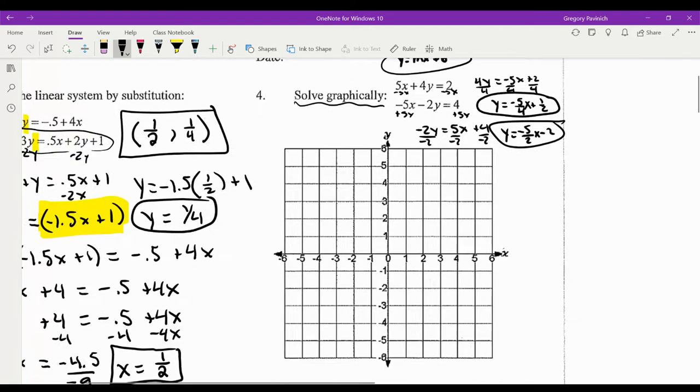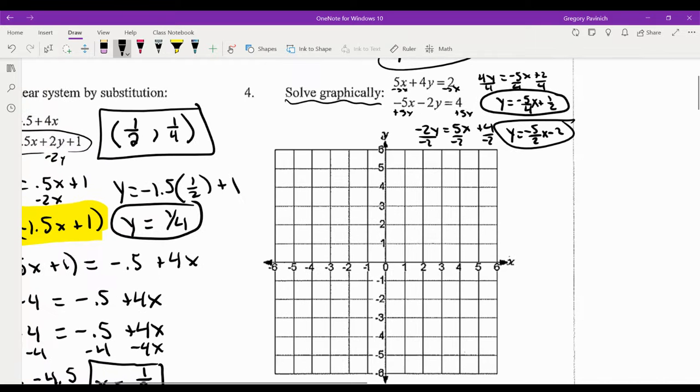I'm going to start with the first one, and I'm going to start off at a half, which is right here. And I'm going to go down 5 and right 4. So down 1, 2, 3, 4, 5, and right 1, 2, 3, 4. And then I'm going to go up 1, 2, 3, 4, 5, and left 1, 2, 3, 4.